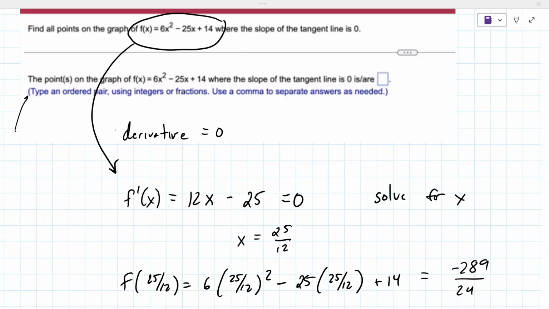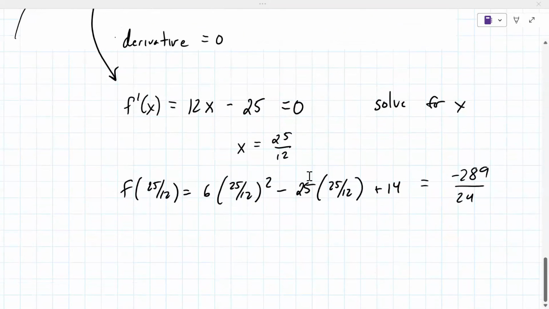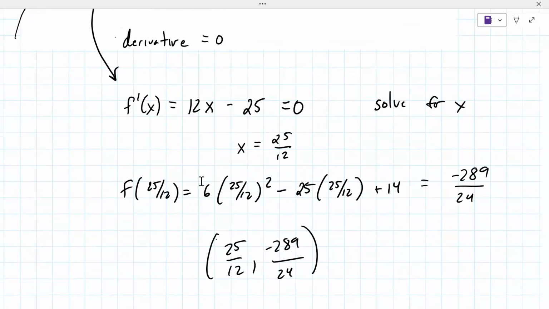I threw in the chat the link to the Desmos scientific calculator if you want to use that today. But the answer is 25 over 12 comma minus 289 over 24, which I know doesn't look great, but that's what it is. Okay. All right, let's move on here to the next one.